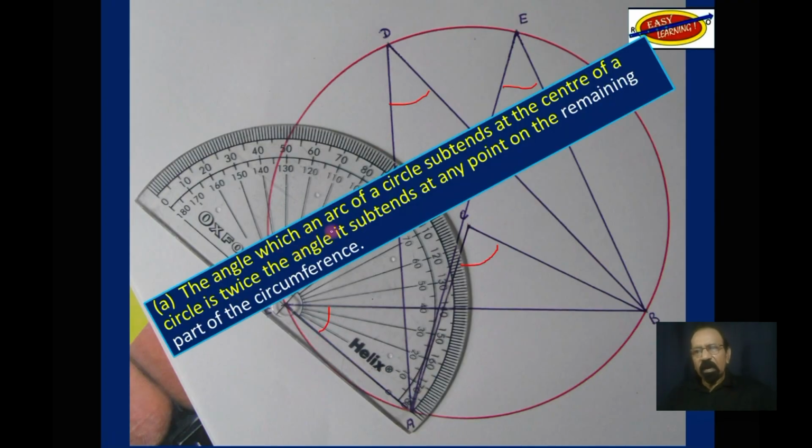The angle which an arc of a circle subtends at the center of a circle is twice the angle it subtends at any point on the remaining part of the circumference. Okay, that's the first one.